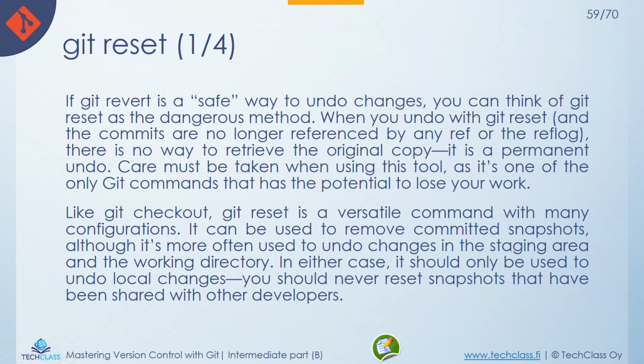And then we have git reset. The difference between git reset and revert is that when we apply git reset, the commit will not be there for us to get back. So we consider it an unsafe or a bit dangerous method to do that.